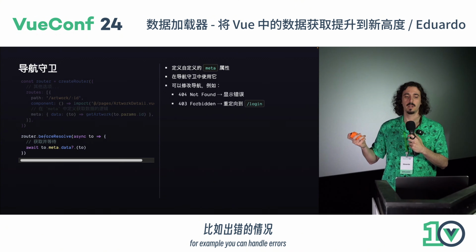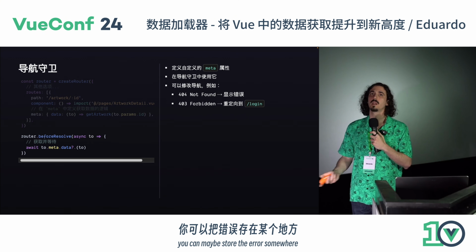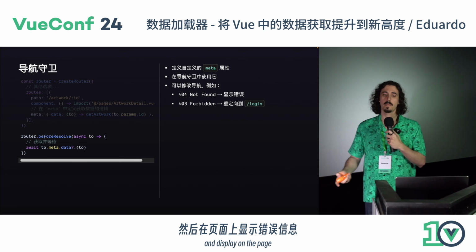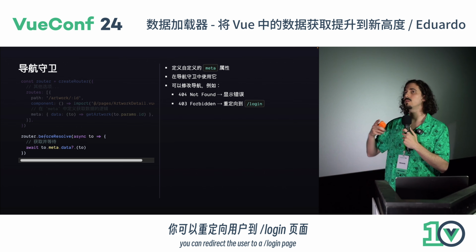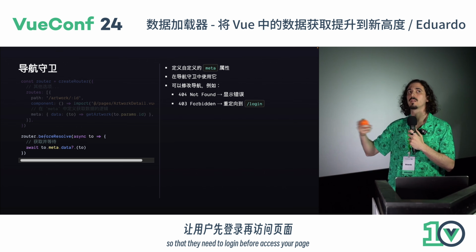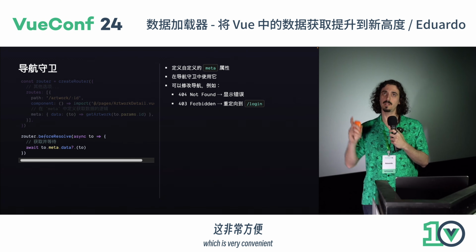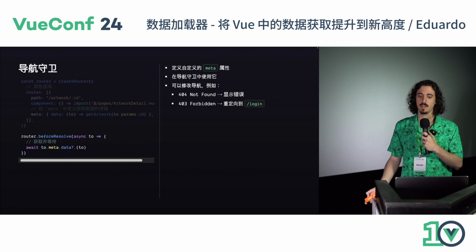For example, you can handle errors. If you have a 404, you can maybe store the error somewhere and display it on the page. If you have a forbidden error, a 403, you can redirect the user to a login page so that they need to log in before accessing your page, which is very convenient because you only have to write this once and it just works across the application.